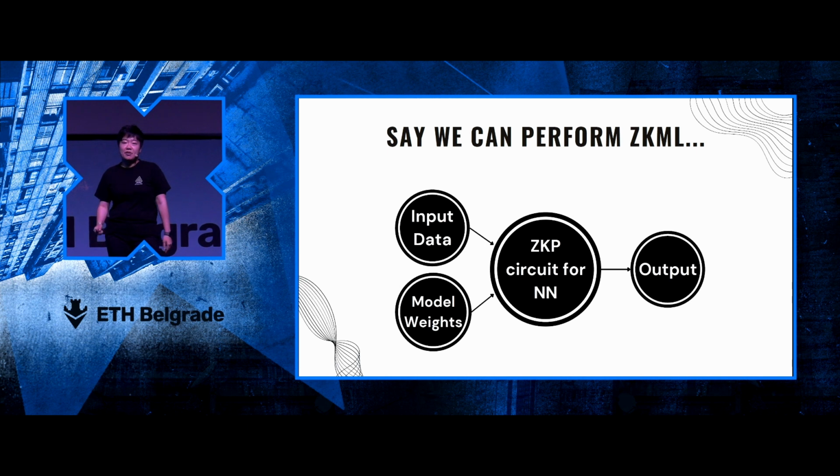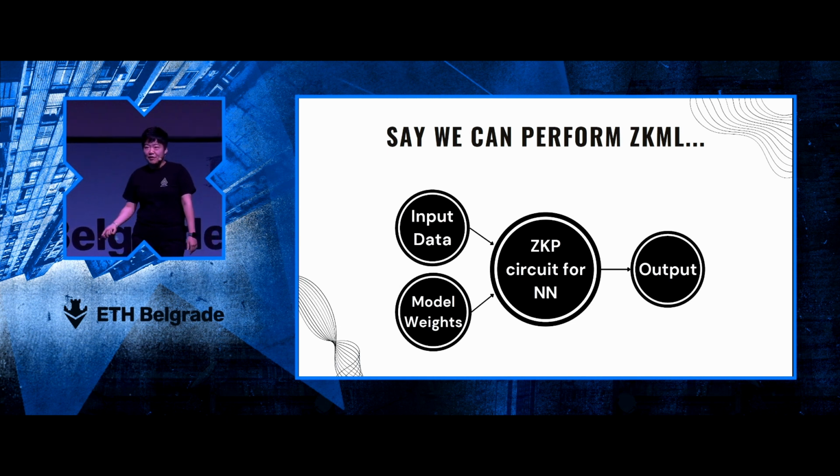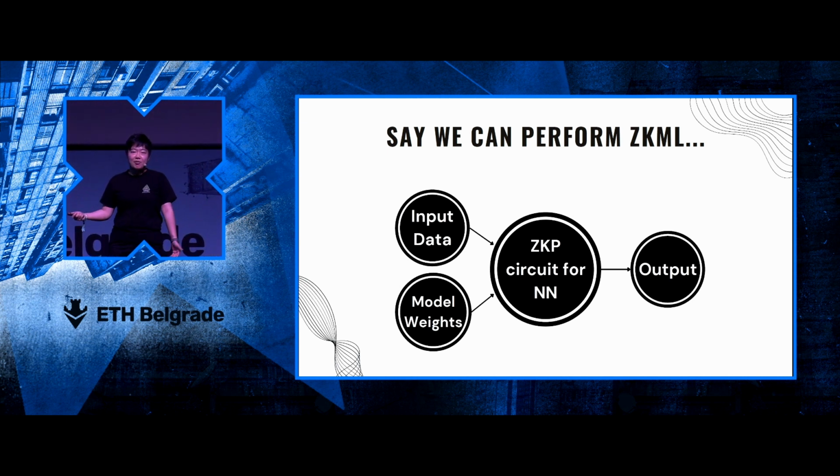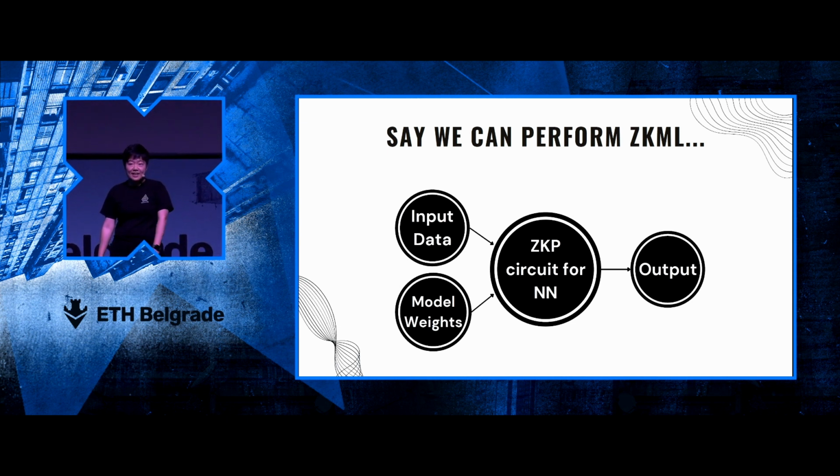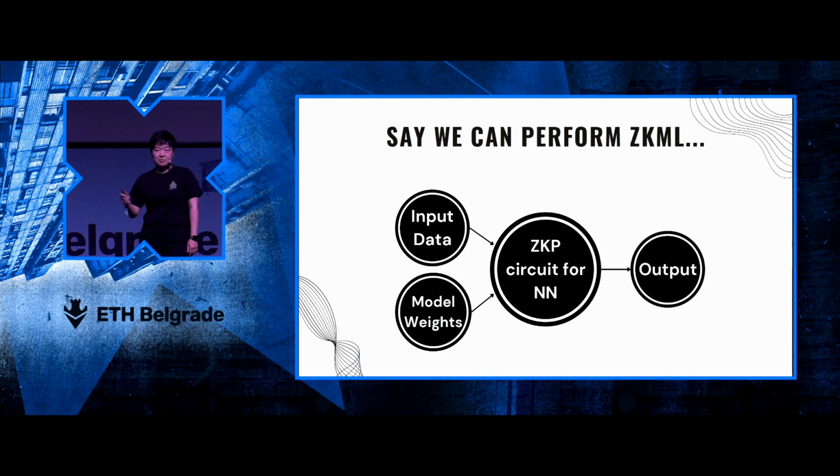Then naturally, there are three types of data that go in and out of this circuit. For input on the left, we have some input data. For stable diffusion, the input data would be the prompt. An example prompt is something like, I want to generate an image of an astronaut riding a horse. That's my input data. For a face recognition model, the input data would be the image of my face.